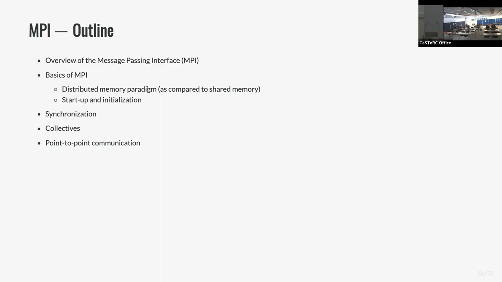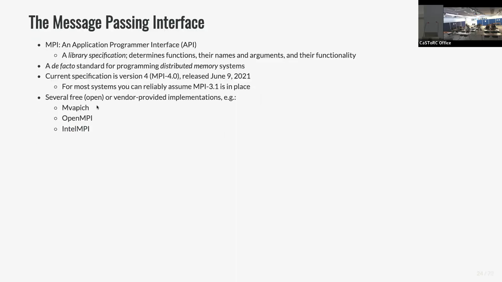So what we will look at is just some basics, what the basic idea is, and then we will talk about synchronization, so-called collective functions, and so-called point-to-point functions that you can use with MPI. Okay, just to get these things out of the way.